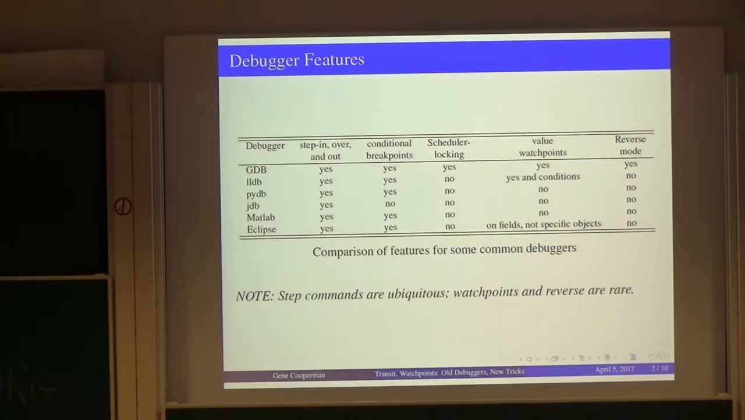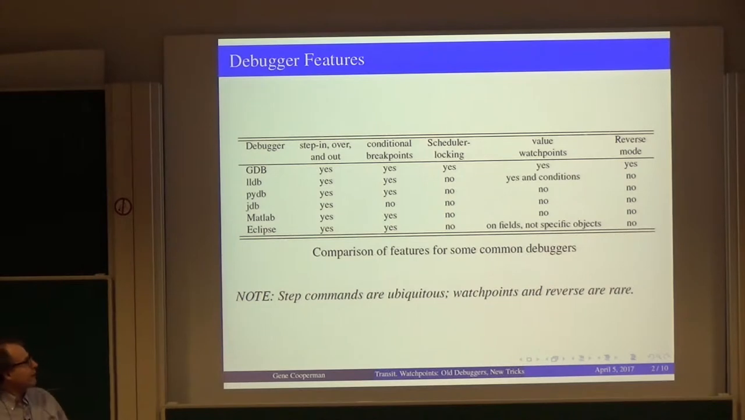GDB has a feature that helps to try to isolate it, scheduler locking. In any case, on top of some of these features, we're going to be using a deterministic replay. We have our own deterministic replay that we did in-house, but it's nothing special. It could easily be substituted by any of the very good deterministic replay programs that are available out there. So now let's go to that next topic, value watch points.